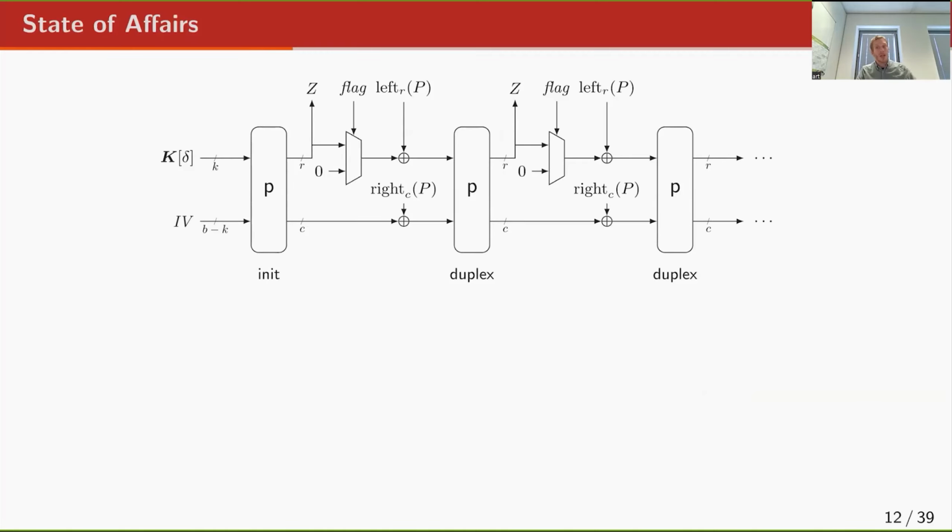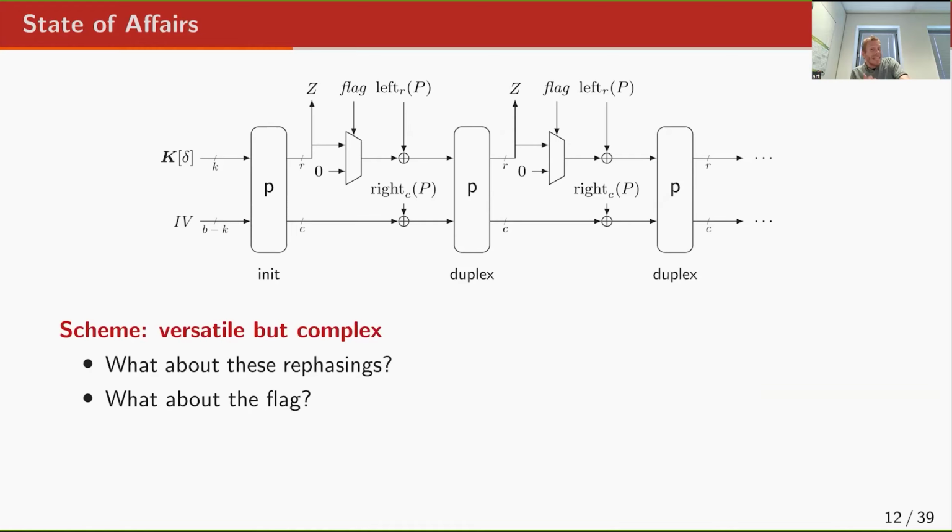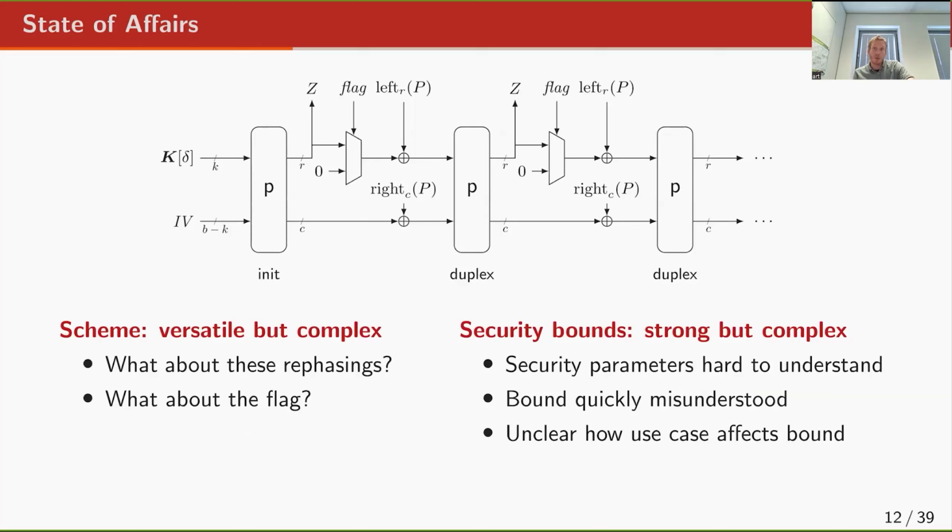So all of a sudden we got a much more complex bound, a much more complex looking scheme. It is actually a super powerful scheme. It implies a lot. So many permutation-based schemes follow from the duplex. But this was never really properly acknowledged. And this is in part because the scheme is complex, and also this flag is scary. What does this flag mean? The bounds got super strong, but the security parameters are hard to understand, and the bounds are quickly misunderstood.